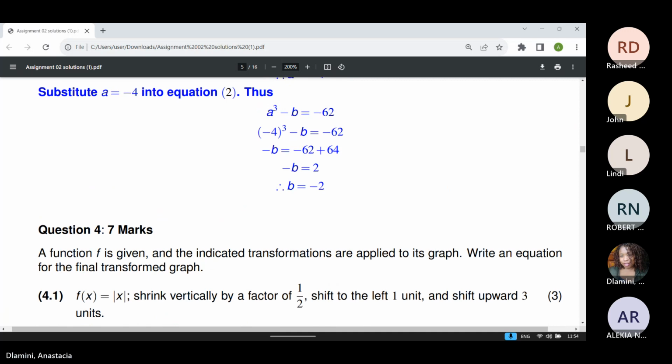Okay, here. Now, as I said, if you understand your transformations, it becomes easier for you to actually write the function. So here, you are given the parent function and they want you to perform the transformations and write the final equation. So how do we do that? They are saying that 4.1, f of x is the absolute value of x. So we see that this is an absolute value function. And they say we shrink vertically by a factor of 2. So what does that mean?